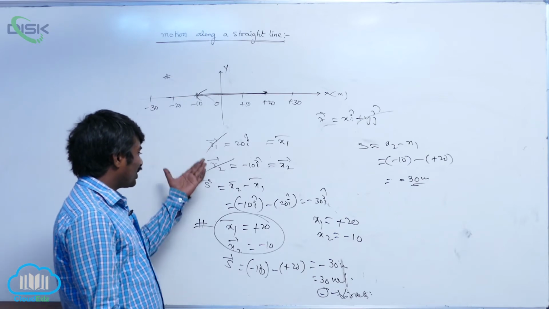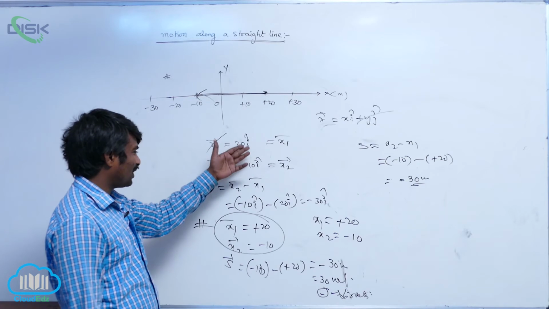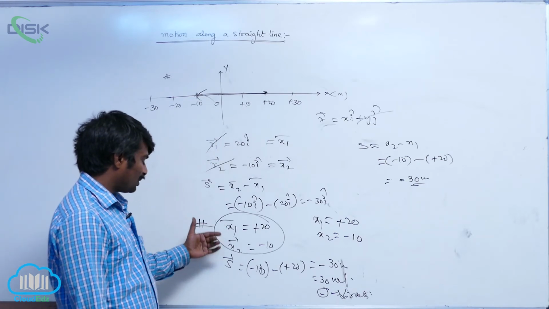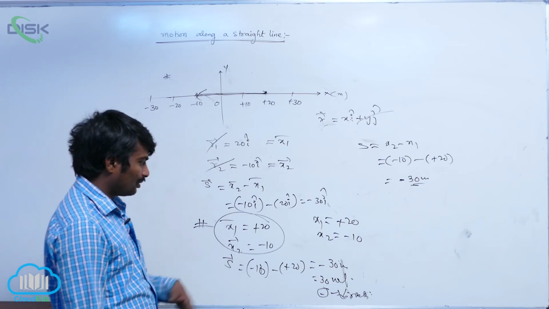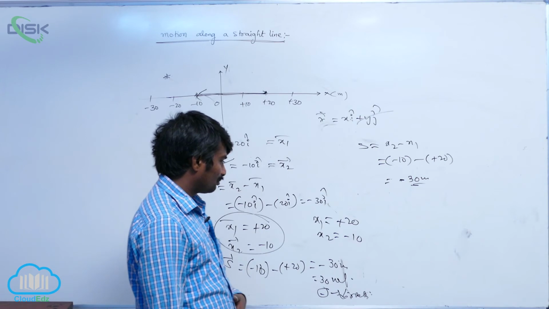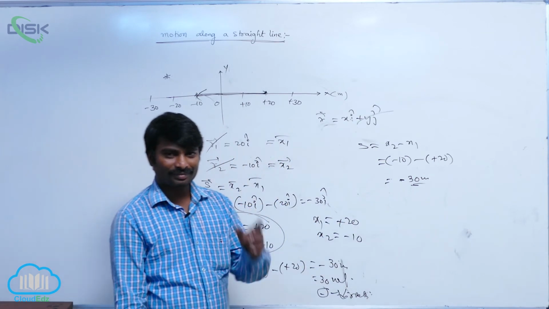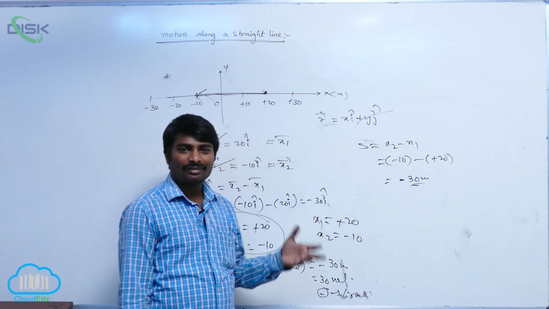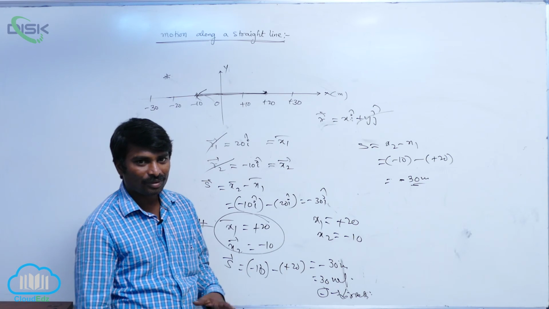You can take r1 bar, r2 bar, or x1 bar, x2 bar in terms of I cap, j cap, or x1 bar, x2 bar with plus minus sign, or x1, x2 with the plus minus sign. Which is correct? All are correct. That depends on the teacher, which notation they are going to follow.